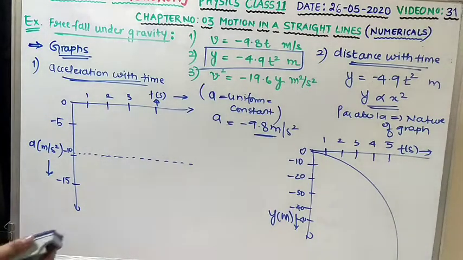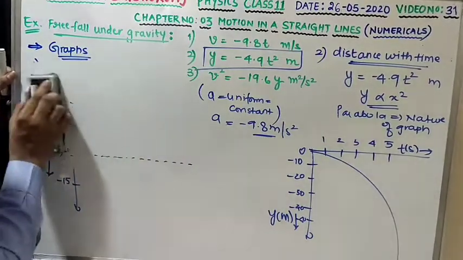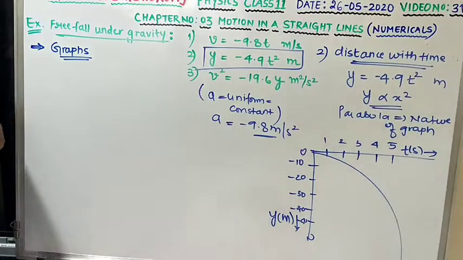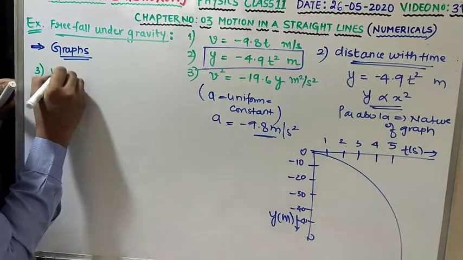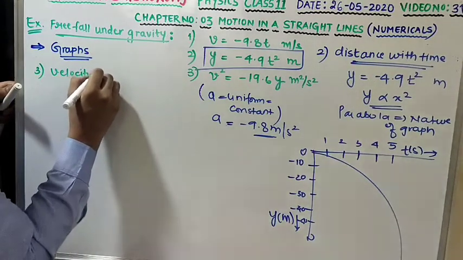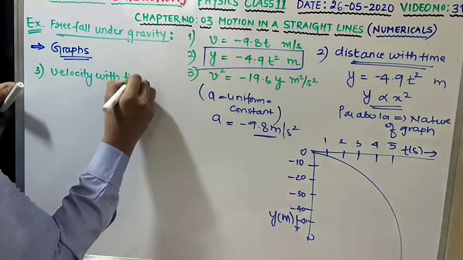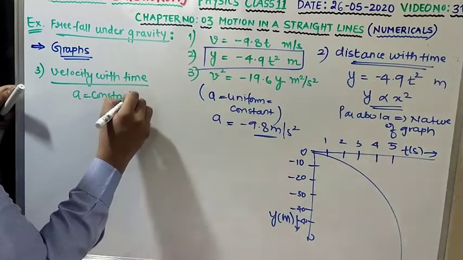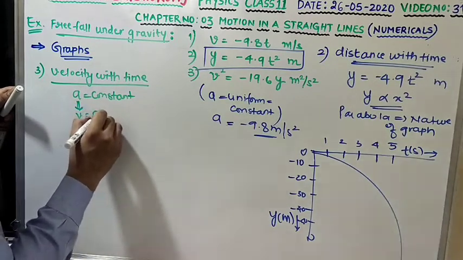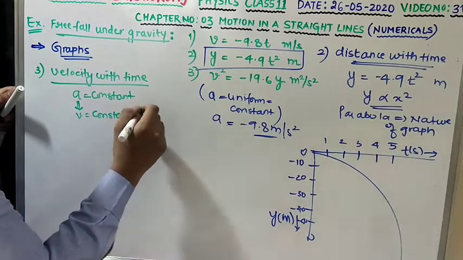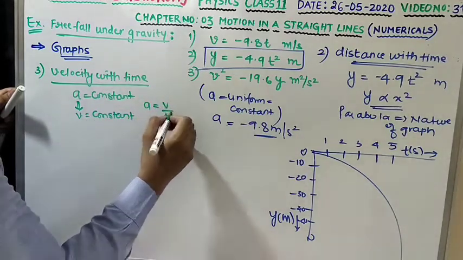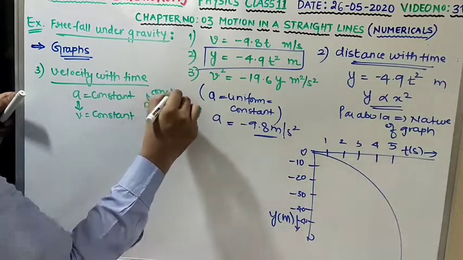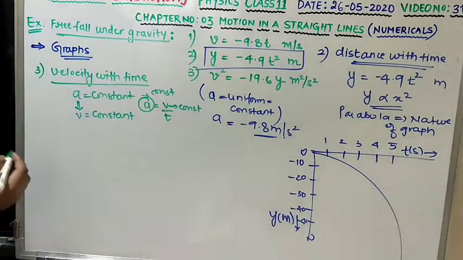The third graph I have to plot over here, that is velocity with time. Now remember, if acceleration is constant, then velocity is nothing but what? Constant only, no? Because acceleration is nothing but what? Change in velocity by time. If this is constant, then only this will be constant. If velocity is constant, then a is zero, since it is not constant.